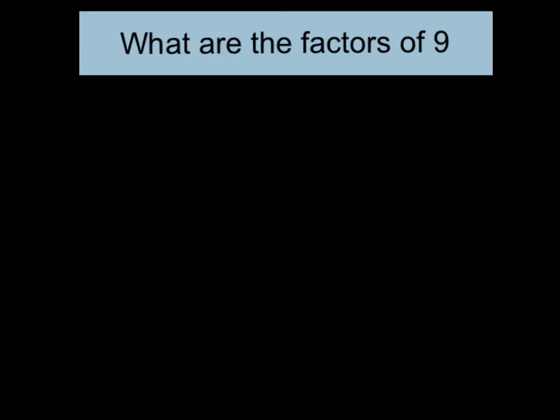My next problem is asking me, what are the factors of 9? Well, I know from my rule that 1 and 9 are going to be factors of 9, because 1 times 9 equals 9. And then I'm going to go to my next number, 2. 2 times anything equal 9? No. What about 3? Yes, 3 times 3 equals 9. And I don't have to list 3 twice. I can just say that 3 is a factor of 9. So 3 times 3 equals 9.